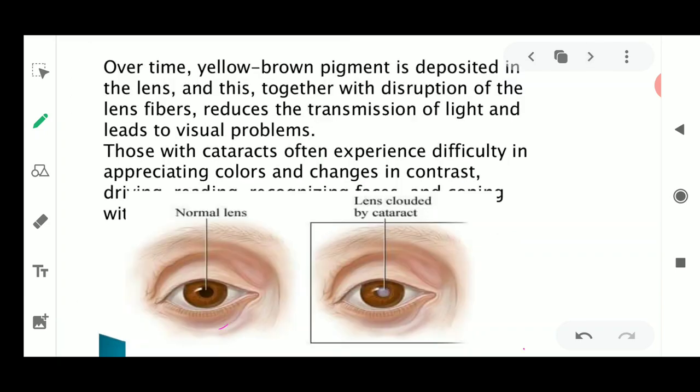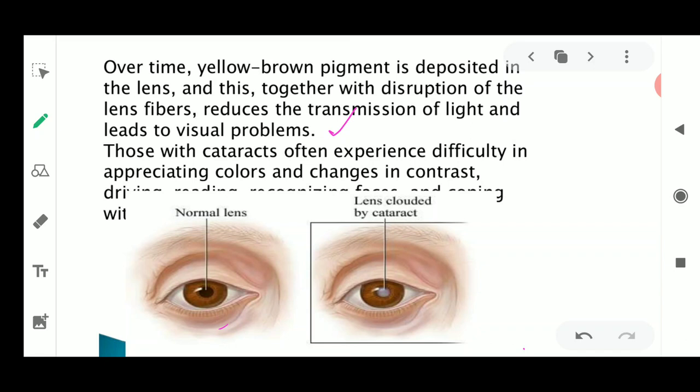Okay, over time a yellow-brown pigment is deposited on the lens, and together with it disrupts the eye fiber and reduces the transmission of light, which leads to the vision problem. As such, it is not a very big problem, but still the person has to think about undergoing an operation. The only way by which you could remove the cataract is surgery.